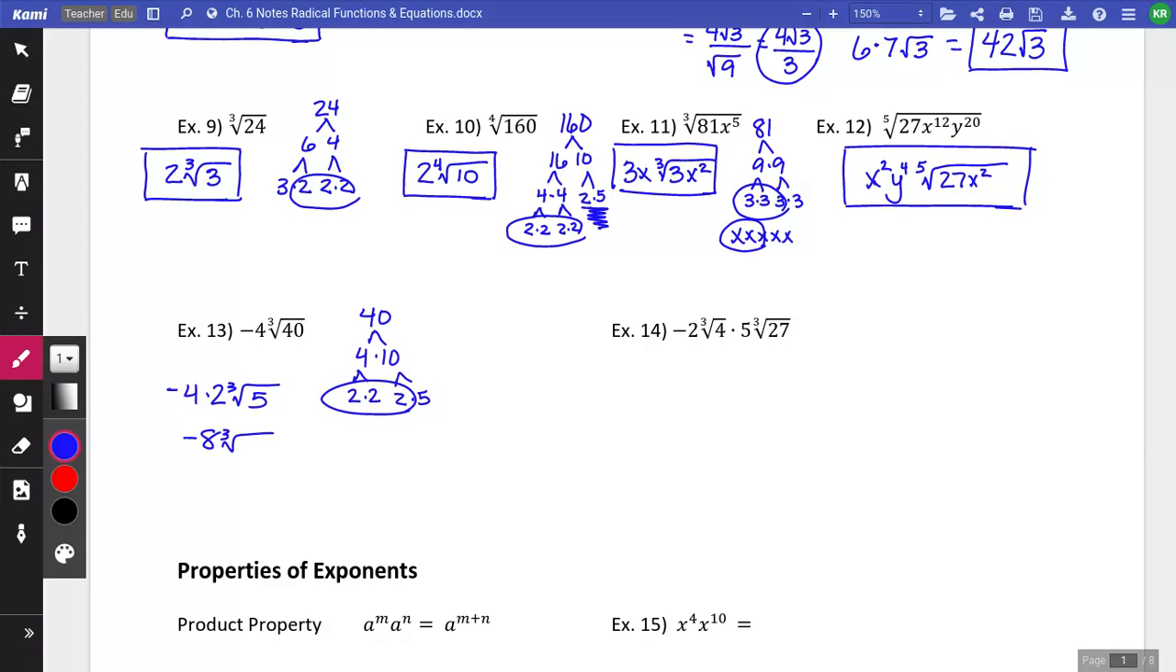Okay, I think I'm out of time. So we are going to let number 14 go for today, and you all are going to be working on practicing some of these simplifying square roots.